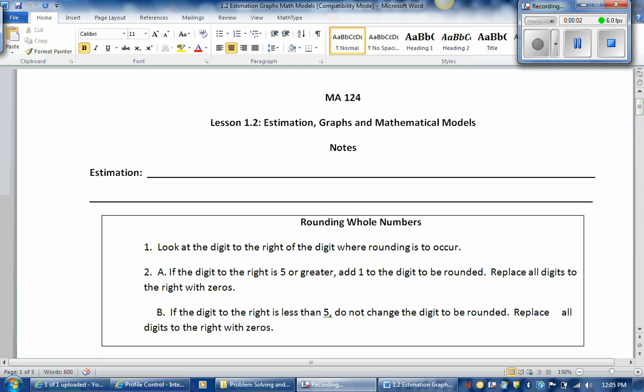This lesson is for Mrs. Cucci's College Prep Math class. We are on lesson 1.2, and today we're going to talk about estimation, graphs, and mathematical models.